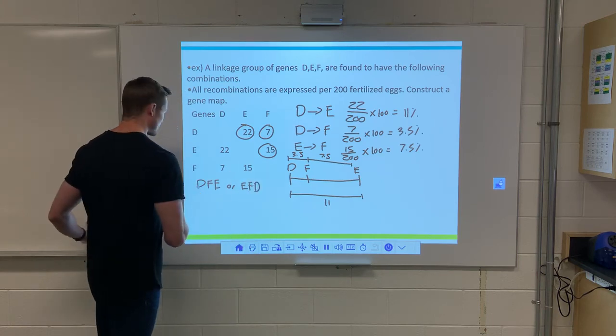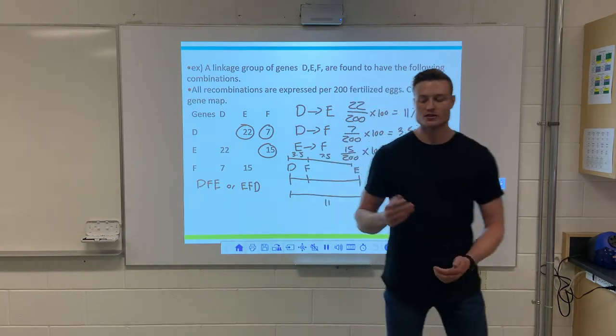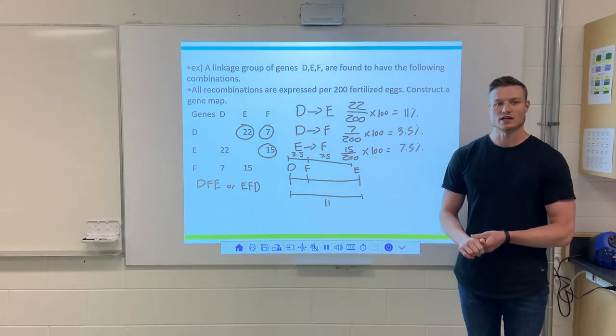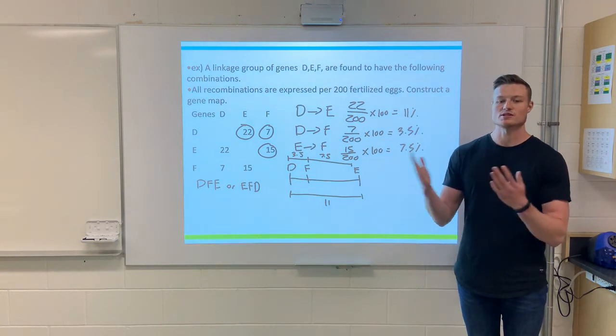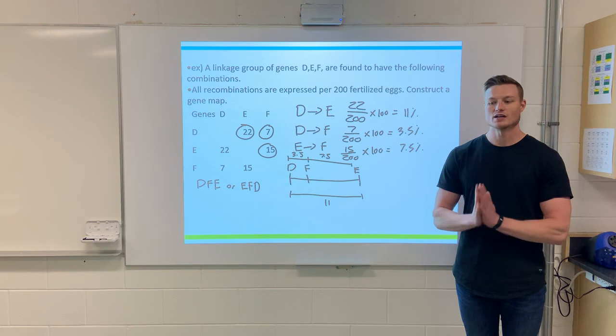And then we can use these maps to once again determine the order of genes on this chromosome and the likelihood that they will unlink or stay linked together, which explains why some traits are always inherited as a package, such as red hair, freckles, and fair skin.